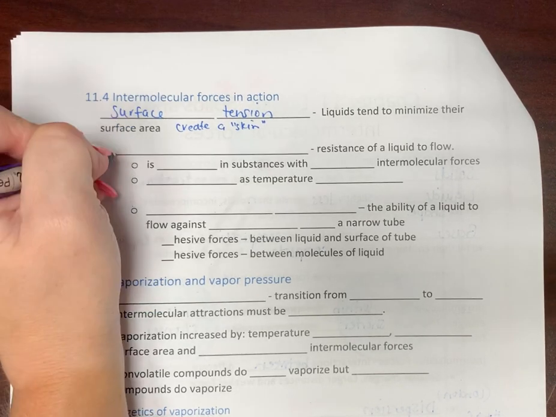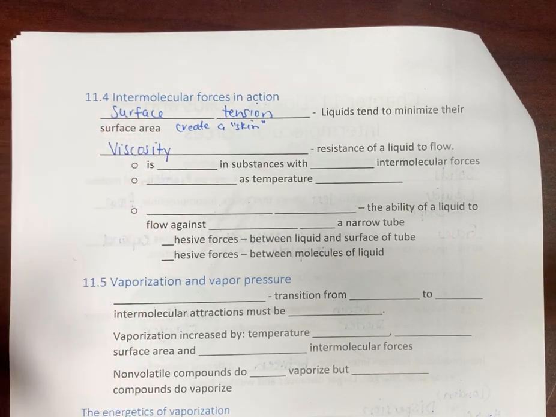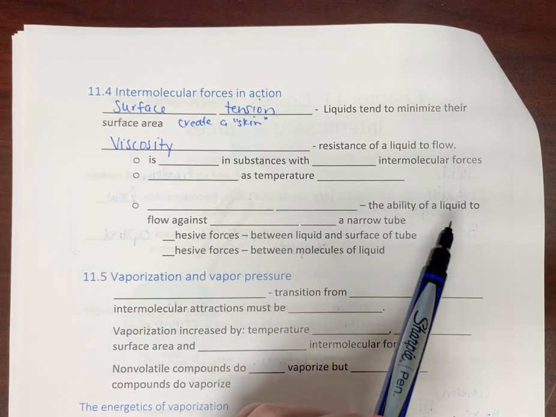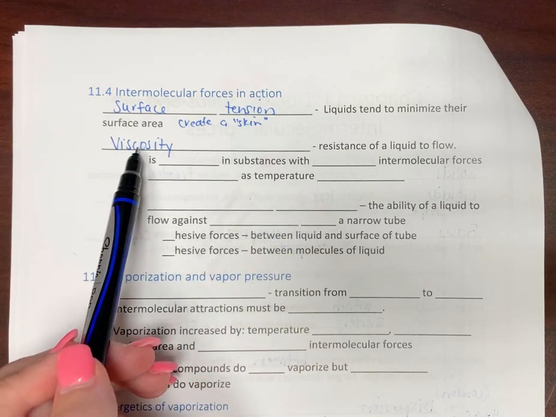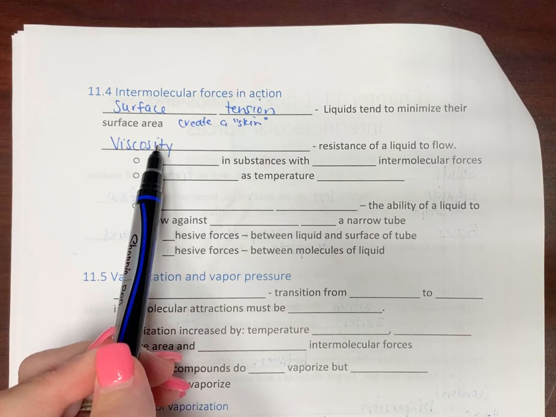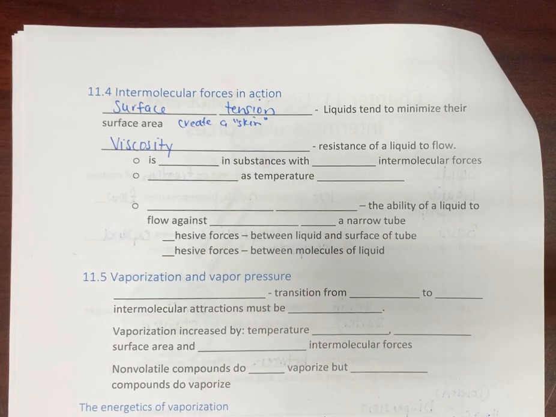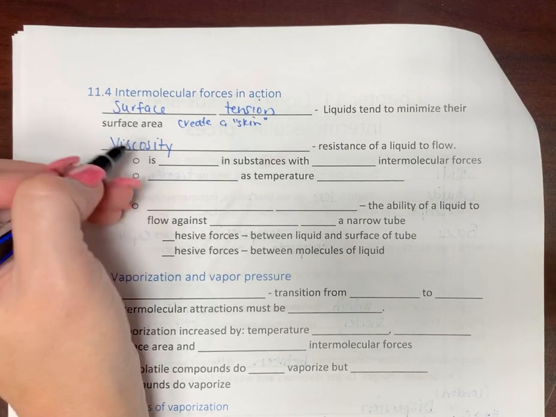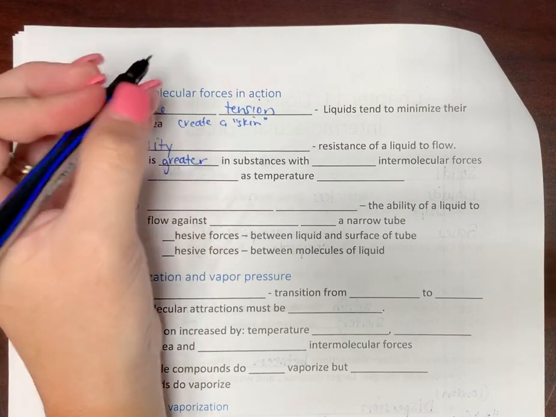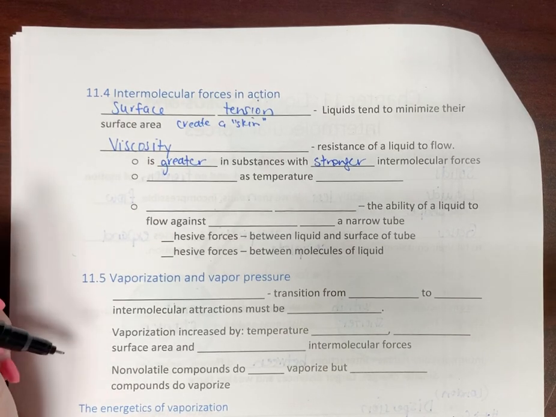Another way that you can see intermolecular forces is the concept of viscosity. Viscosity is how well a liquid does not flow. So if something is highly viscous, it doesn't flow. If something has a low viscosity, it flows well. So it's a little bit backwards from what you might think. Viscosity is going to be greater in substances that have stronger intermolecular forces.